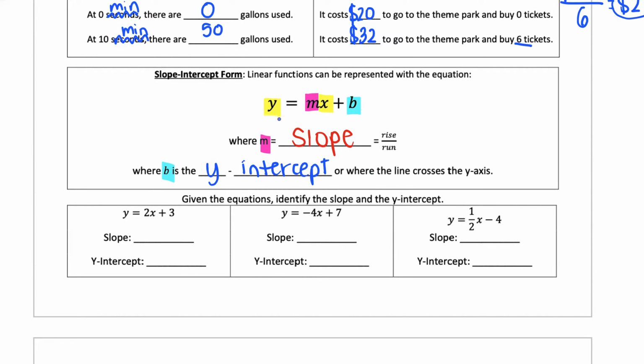But we want to work on identifying them from the equation. Can we figure out what the slope will be and what the y-intercept will be? So in order to do that, we have to figure out, well, what number is in the m spot and what number is in the b spot.